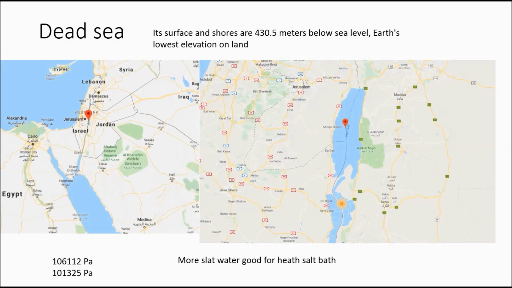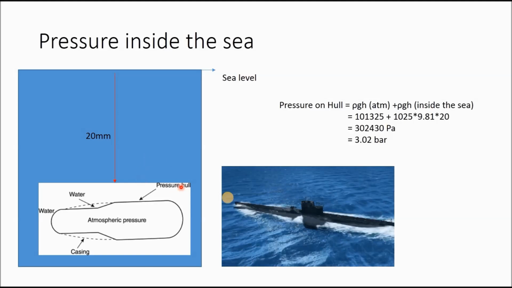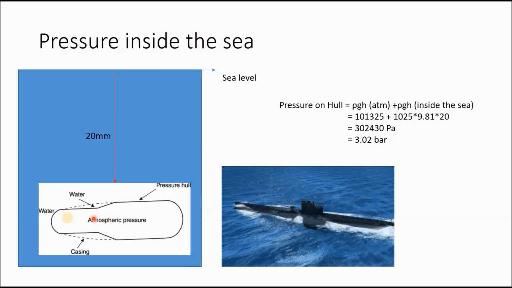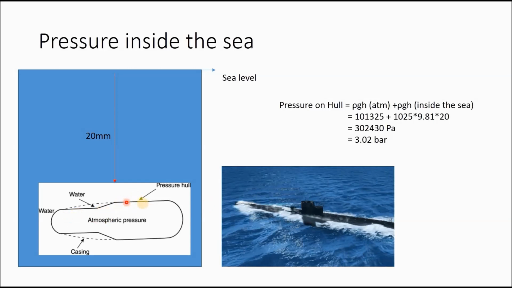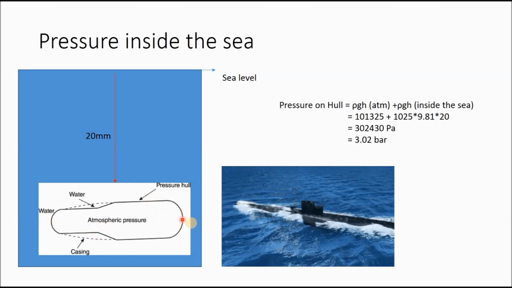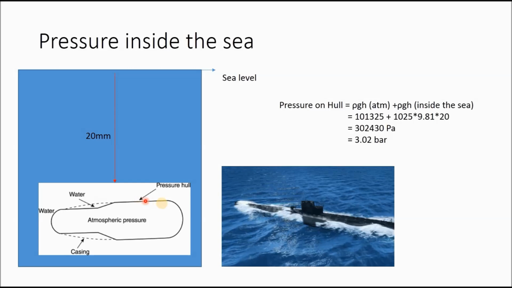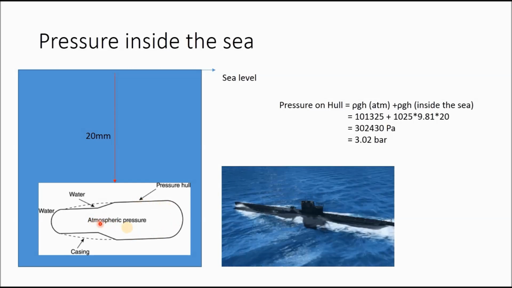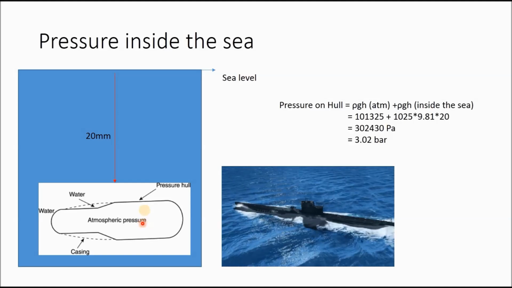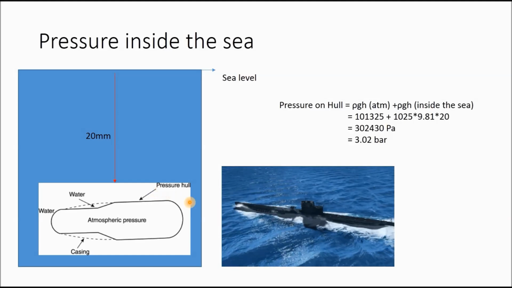If you are going deeper inside the sea, suppose your submarine is going inside the sea, you can see how much pressure is acting on the hull of our submarine. This is the hull, and inside it atmospheric pressure should be maintained because the people are staying inside. But the difficulty is that the hull should be very strong to withstand the pressure.